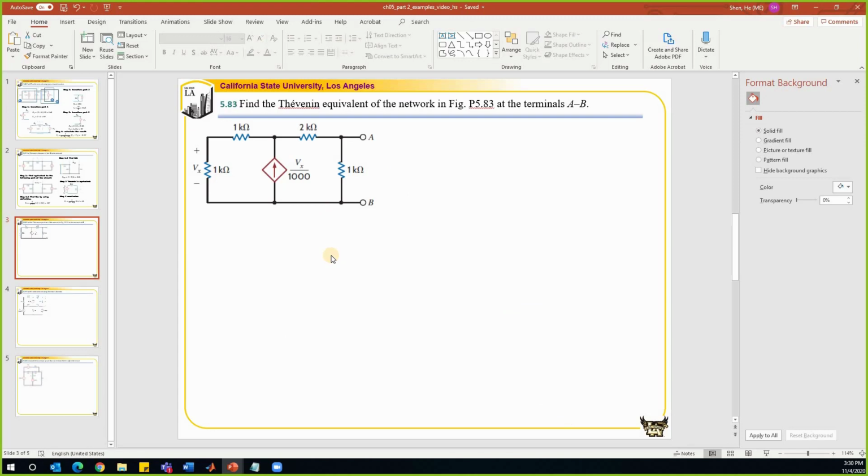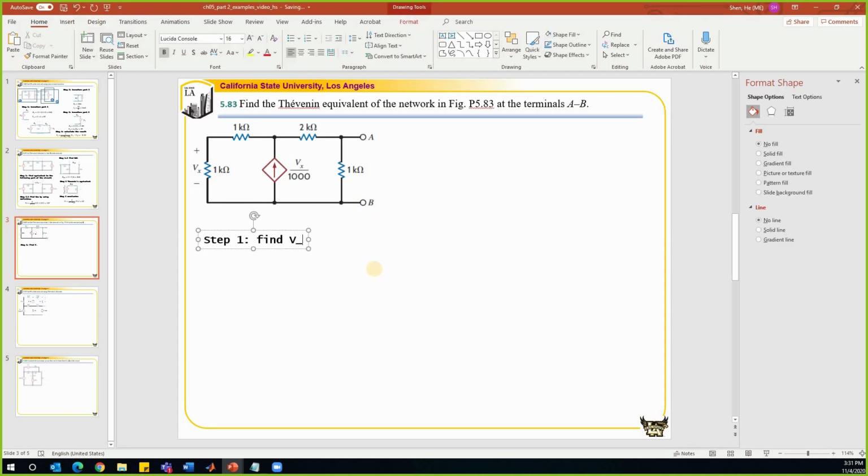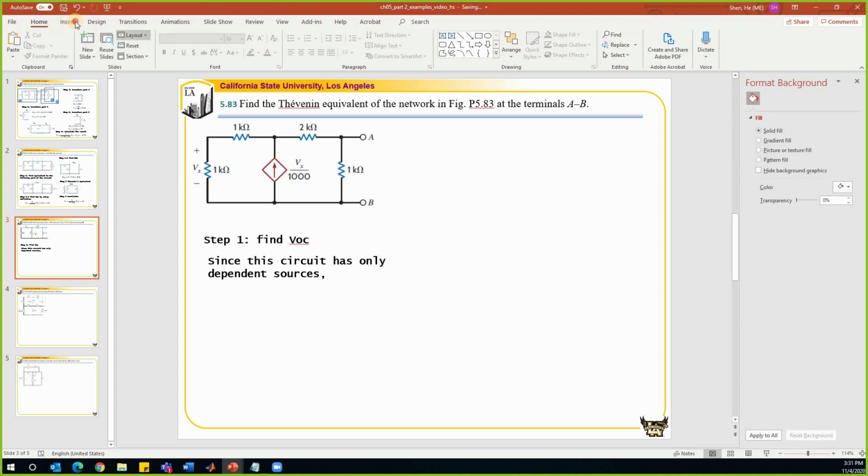The next example will be about a second special case: a circuit with only dependent sources. In this problem, we're going to find a Thevenin's equivalent of the network at a terminal AB. And in this problem, it doesn't have any independent sources. It means the circuit cannot self-excite. So it also implies that VOC is equal to 0. So step 1, find VOC. Since this circuit has only dependent sources, VOC is equal to 0.